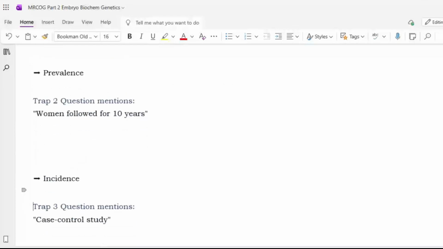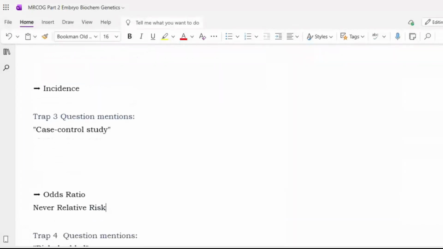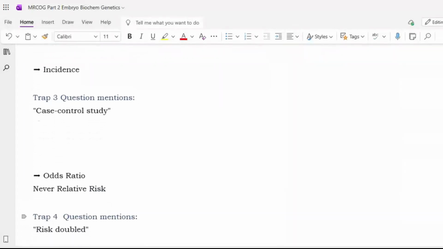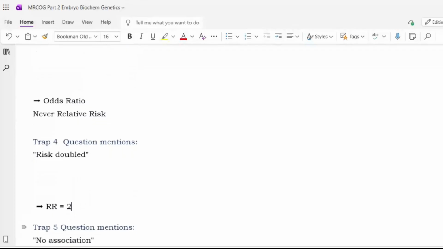Then the question is talking about a case control study. What we are going to get in the result is the odds ratio. It will never give the relative risk. Suppose your question mentions the risk is doubled in this particular group. Yes, it is relative risk.